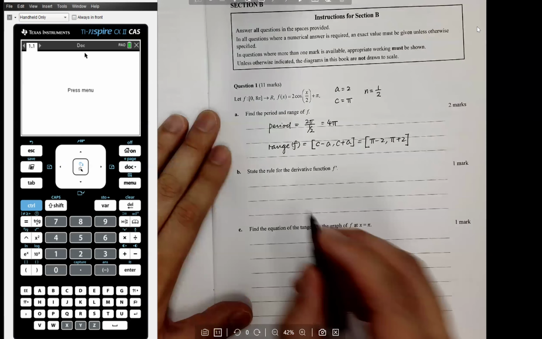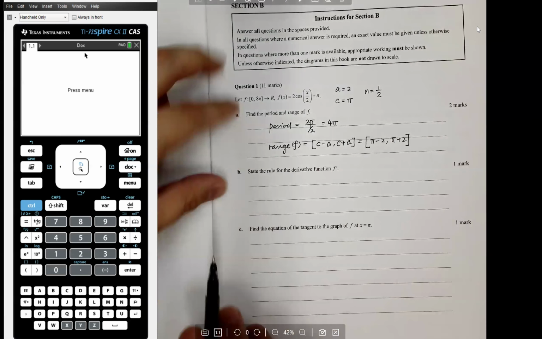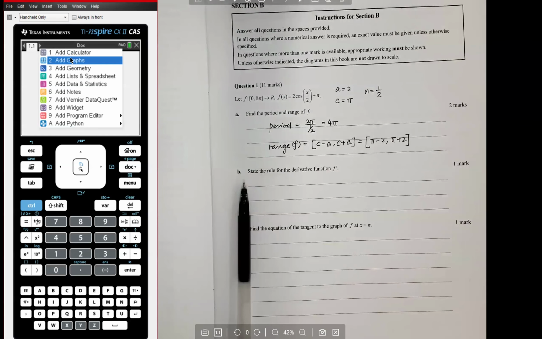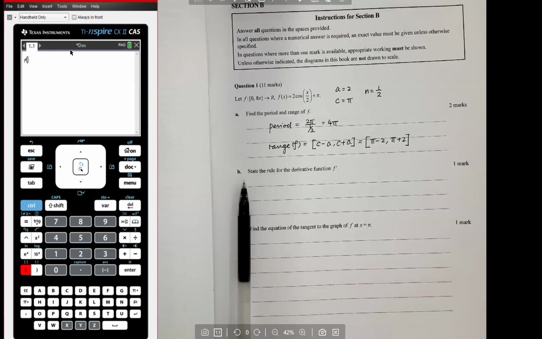The next thing is state a rule for the derivative function f dash. By the way, if you are defining this function on your CAS calculator, which is like that, f of x is assigned to 2 cosine of half x plus pi. And then you can find shift minus x f of x. So you get a minus sine half x.